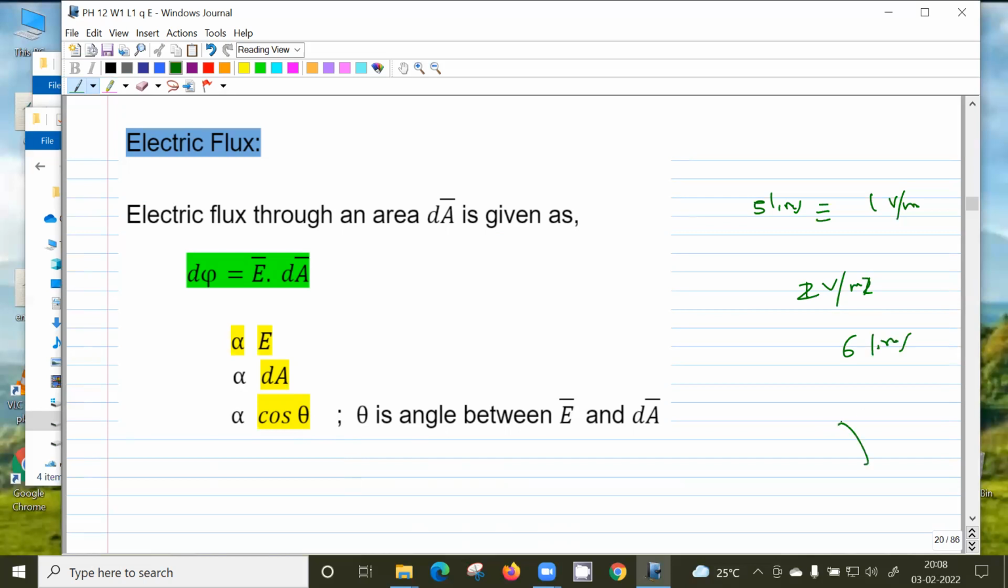So if you have an area... We should not draw 10 lines, sir. No, that you can fix for 1 volt per meter. Oh sorry, I made a mistake. That's 10 lines.